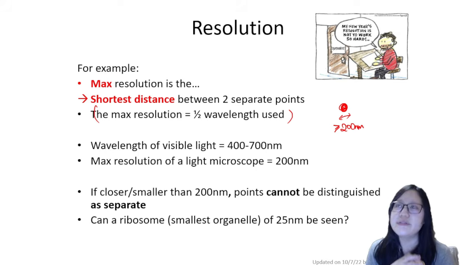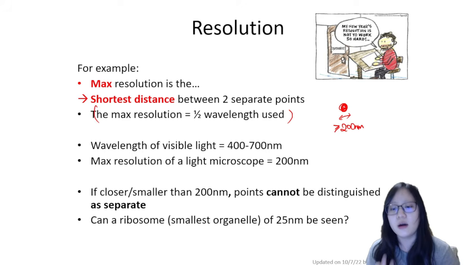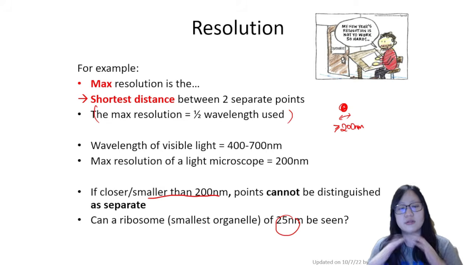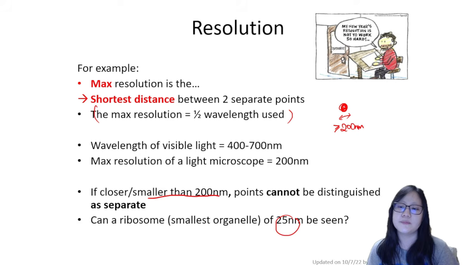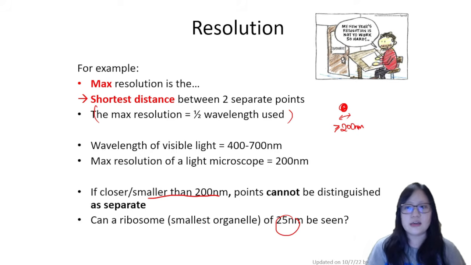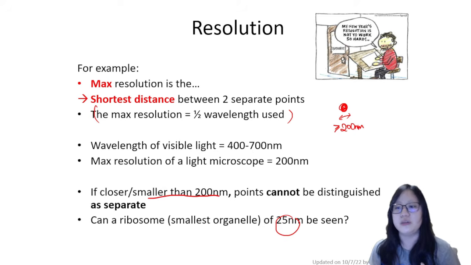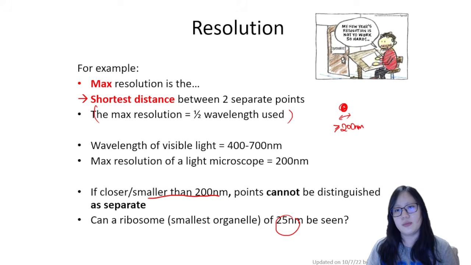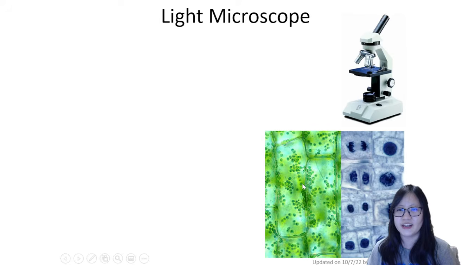Ribosomes are 25 nanometers. So when you look down a microscope, will you be able to see it? And the answer is a no, because 25 nanometers is way smaller than 200 nanometers, and it cannot be distinguished from the background, and therefore it is not seen. Now, a nucleus, however, is around 1 micrometer. That's 1,000 nanometers, and therefore it can definitely be seen under a light microscope. So yeah, I hope you get the idea of a resolution now.